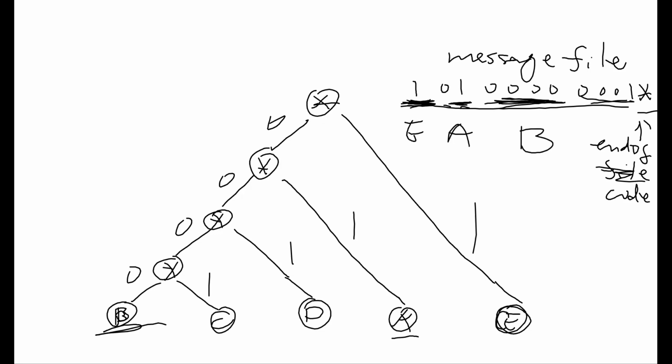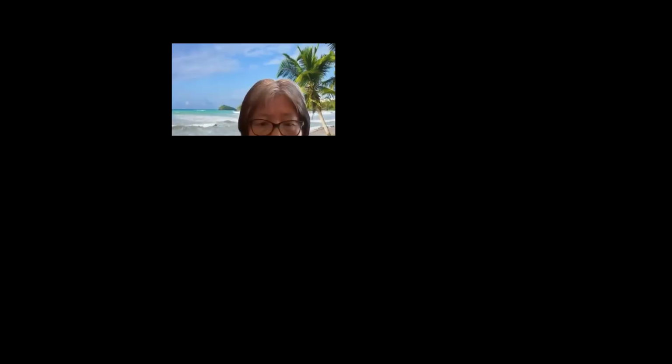And the same thing for the last one: 0, 0, 0, 1. Then you find it's a C. So we can take a message and then decode it. So that's the general idea about how the Huffman algorithm works.